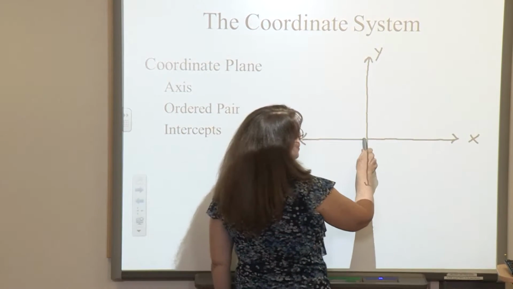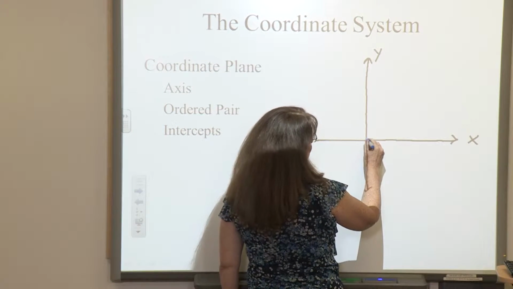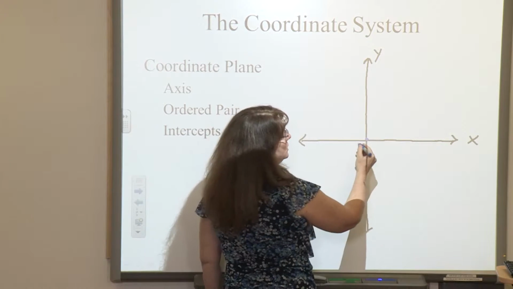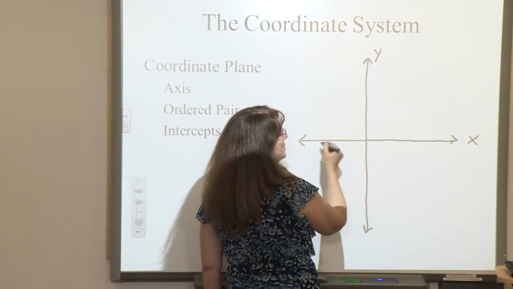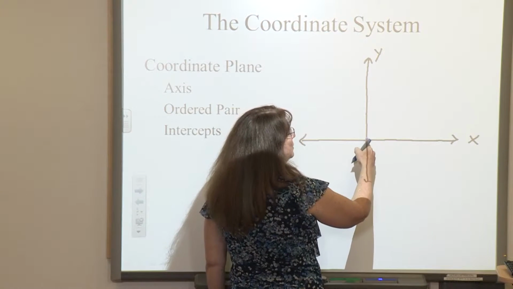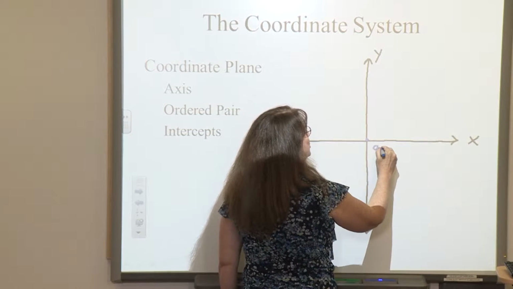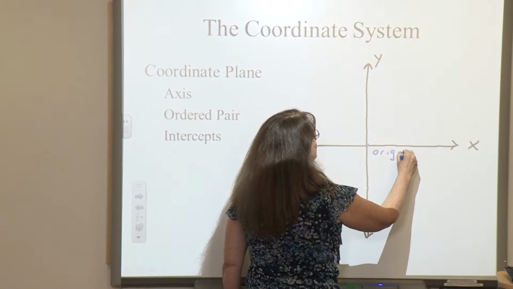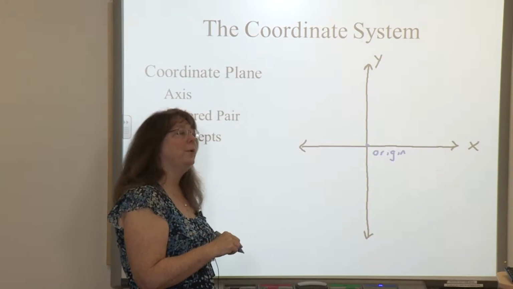All the numbers from the place where the two axes cross are going to be positive to the right and negative to the left, or positive going up and negative going down. The place where the two axes cross is called the origin, and usually you'll start counting from that point.